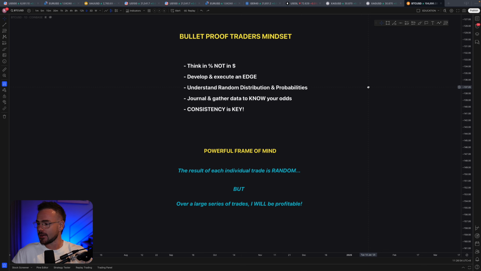All right. Now, this is a very, very powerful frame of mind. It's a very simple frame of mind, but it's extremely powerful when it comes to trading mindset. Okay. The way you need to think is the result of each individual trade is random. You don't know what's going to happen. So when you enter a trade, you need to be completely comfortable with the fact that the result is random. But over a large series of trades, you need to be 100% confident that you will be profitable. Okay. Individual trade, emotionally detached from the random outcome, but over a large sample size of trades, you need to be 100% confident you will be profitable.